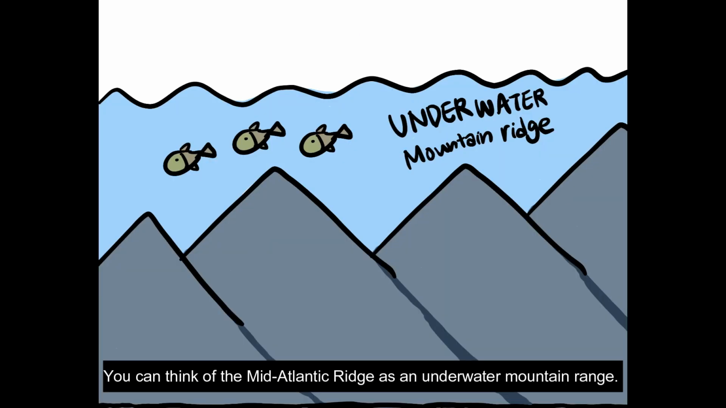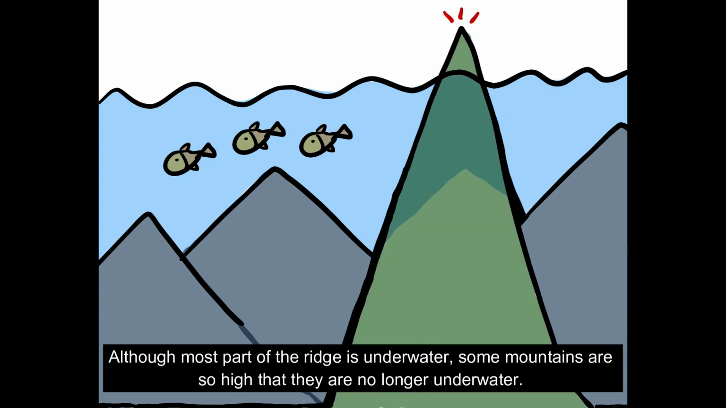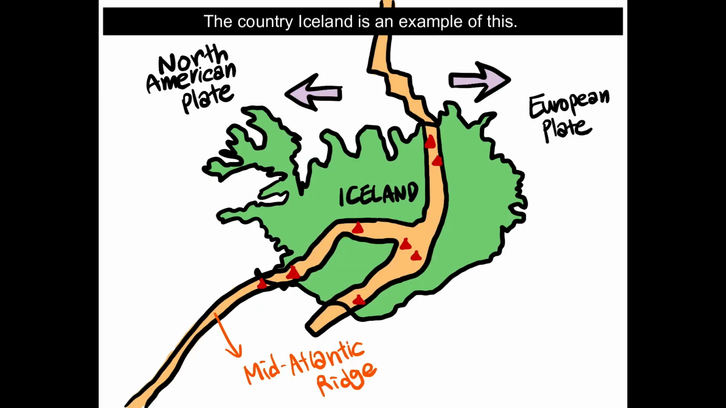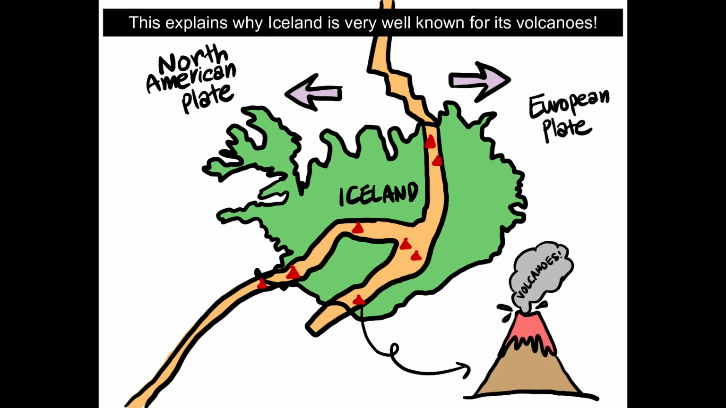You can think of the Mid-Atlantic Ridge as an underwater mountain range. Although most of the ridge is underwater, some mountains are so high that they are no longer underwater. The country Iceland is an example of this. This explains why Iceland is very well known for its volcanoes.